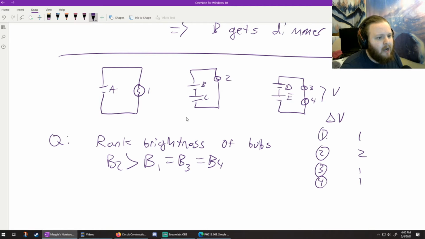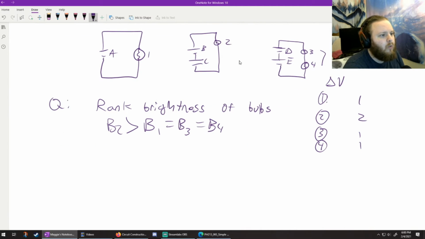Let's talk about the currents. Well, can we say anything about the currents through these objects? So, question: rank the current going through each battery.